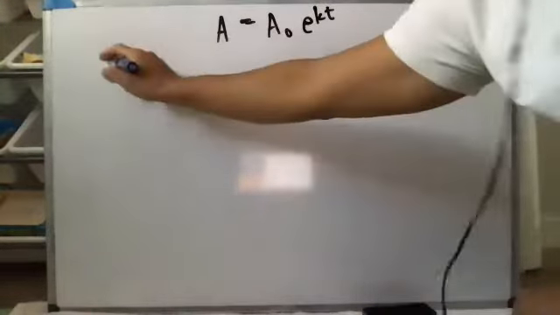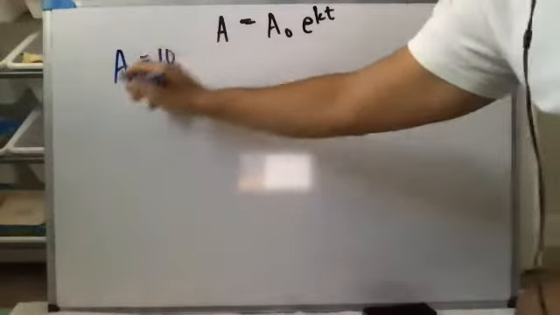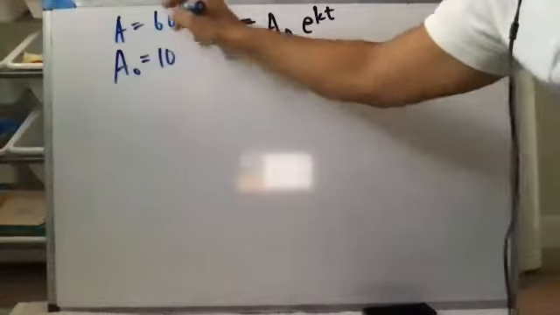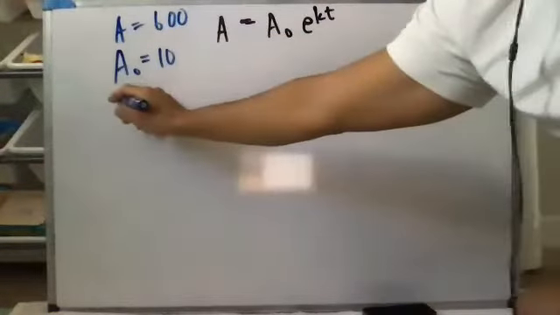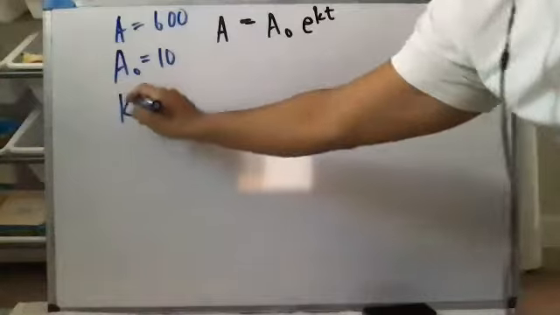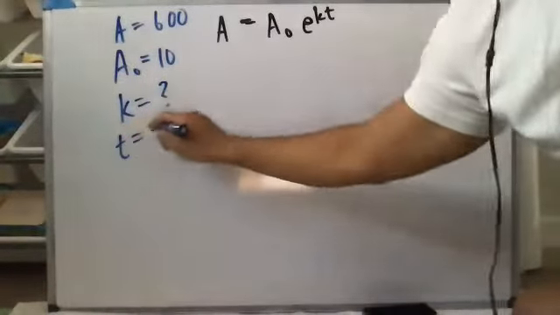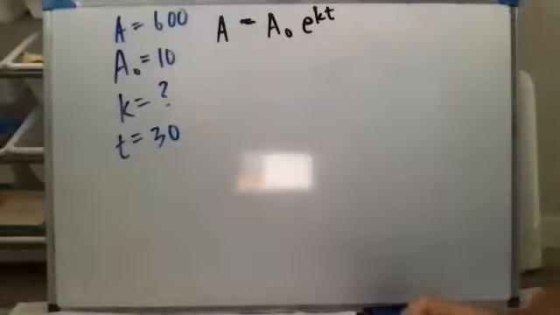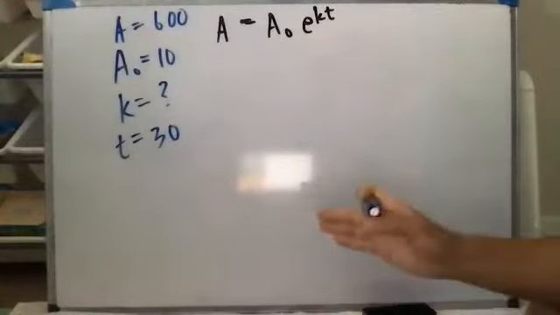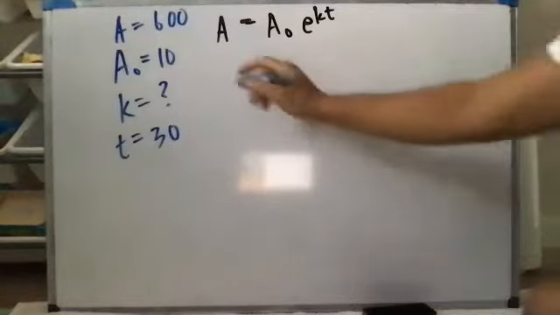So we're given the starting value A naught is equal to 10. We're also given the ending value A is equal to 600. e is just a number, so we don't have to bother with e. That's not a variable. k we don't know, but we know time is equal to 30 days. From the 10 starting position to 600, it took 30 days. So we're just going to fill all those things out.